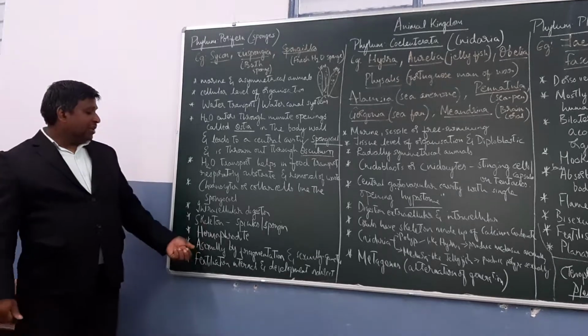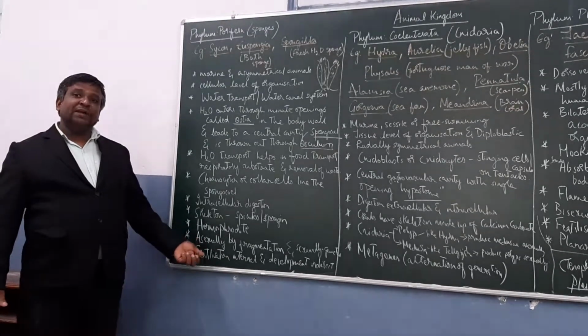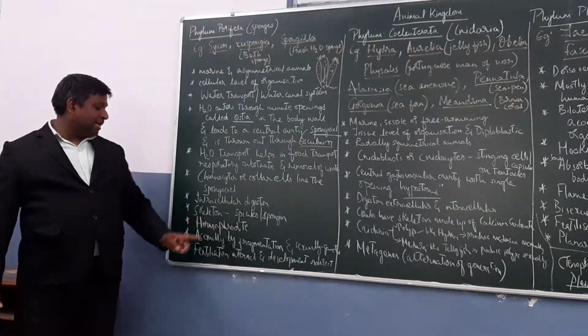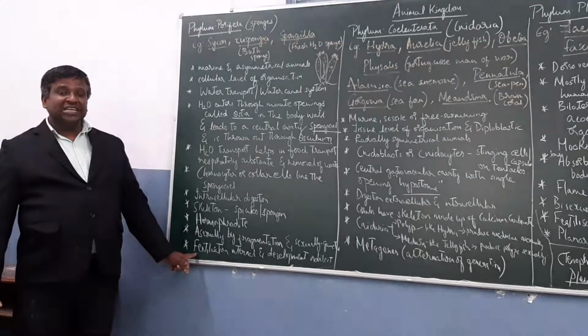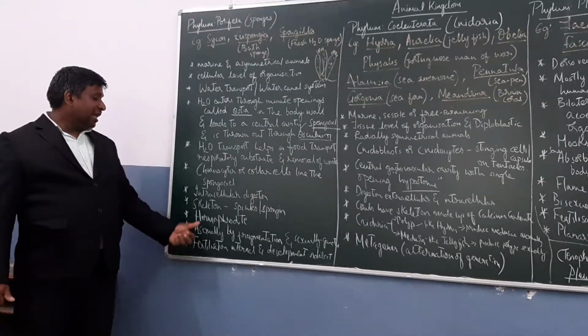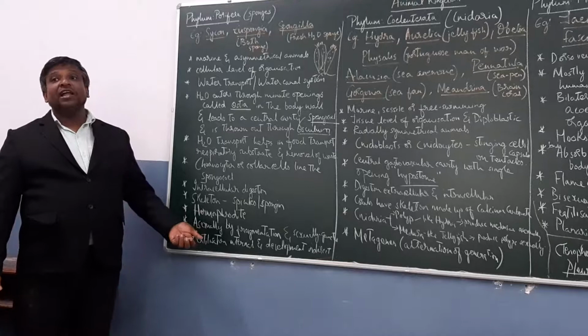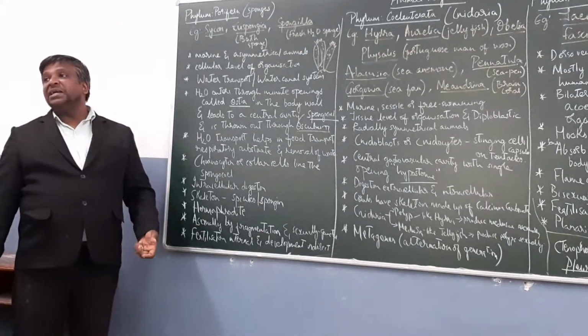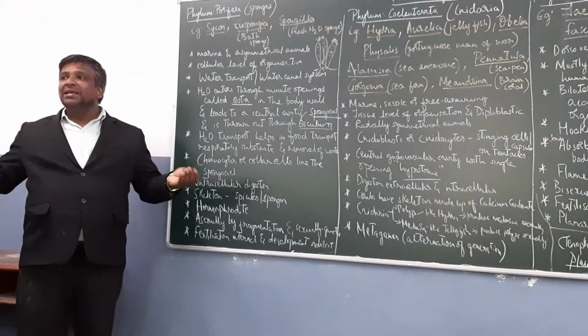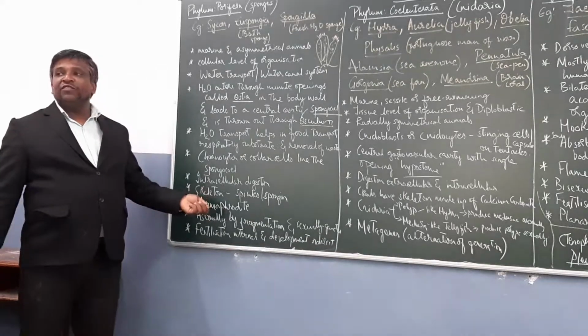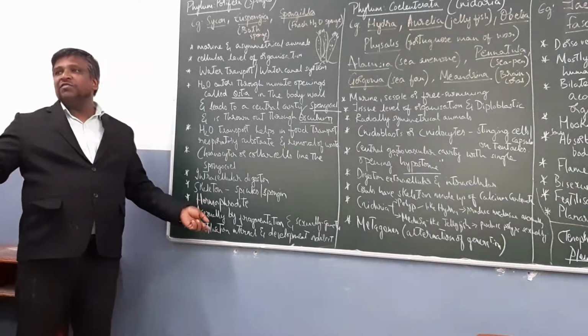Asexually they reproduce by fragmentation and sexually by producing gametes. Fertilization is internal and development is indirect. And they are hermaphrodites, that is, they are bisexual. There is no male and female separately. Both male and female gametes are produced by the same individual.